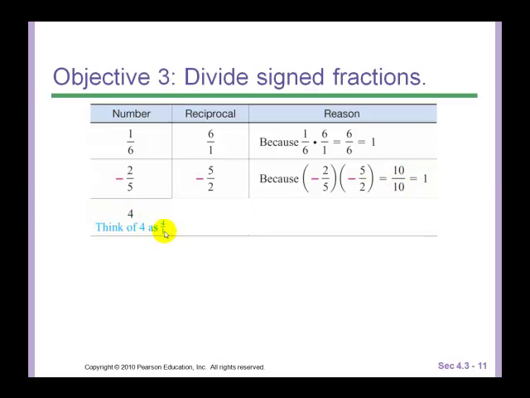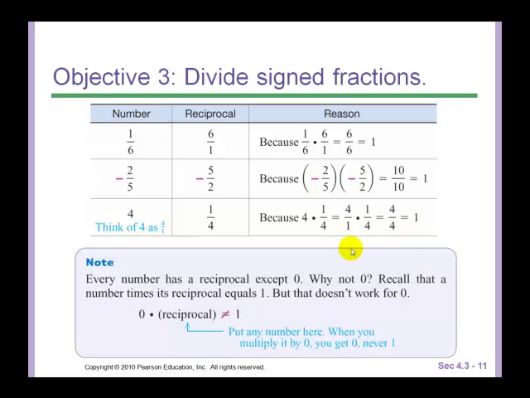For 4, think of it as 4 over 1. Then when you flip the numerator and denominator, you get 1/4. And again, 4 times 1/4 would be 4 over 1 times 1 over 4, which is 4 over 4, which equals 1. A quick note, every number has a reciprocal except for 0.